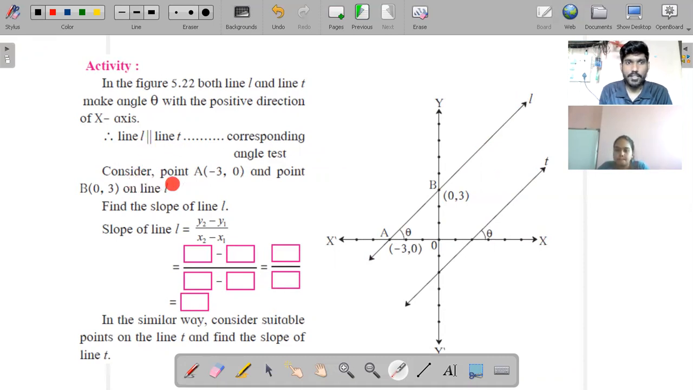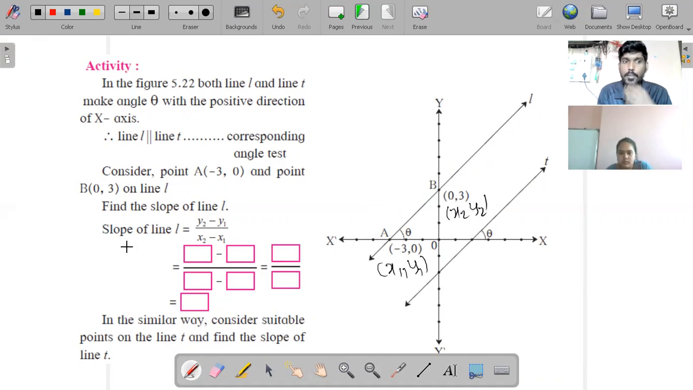Now what I have done is consider a point A (minus 3, 0) and point B (0, 3) on line L. So on line L, they have taken a point B which is 0, 3, and point A, which is minus 3, 0. They have taken 2 points on this line. Is this clear? So A will be x1, y1, and B will be x2, y2.